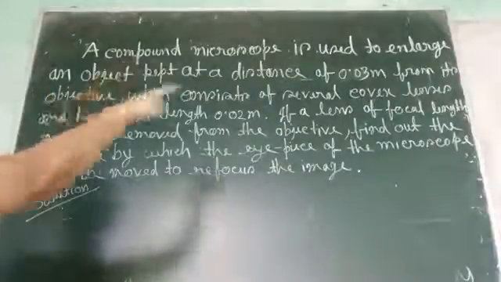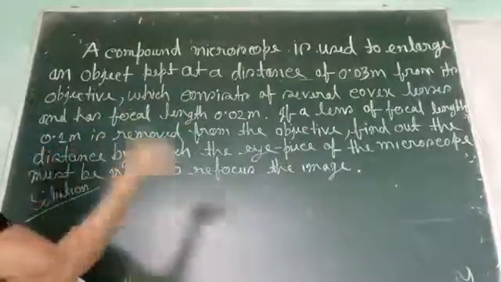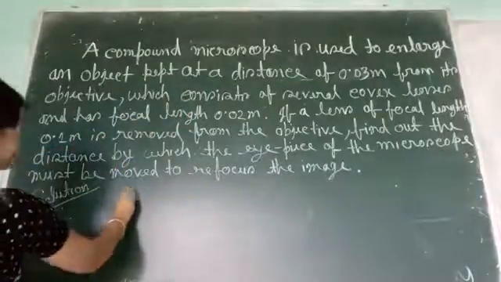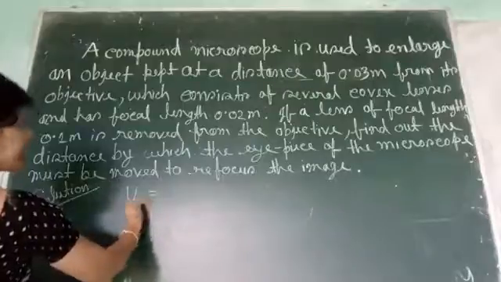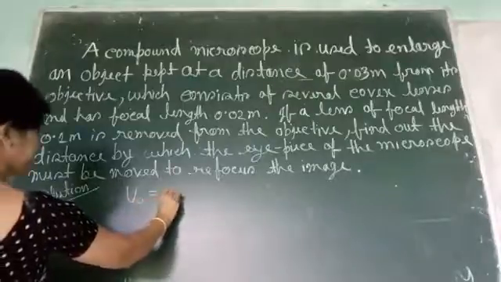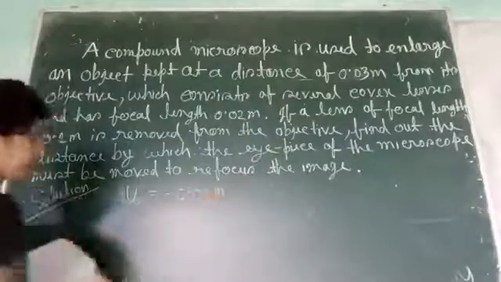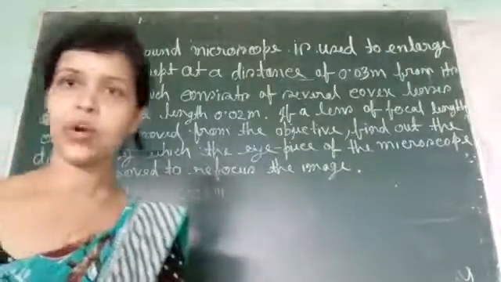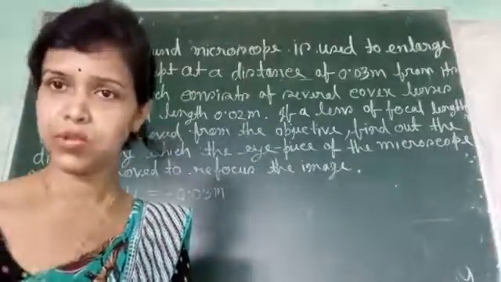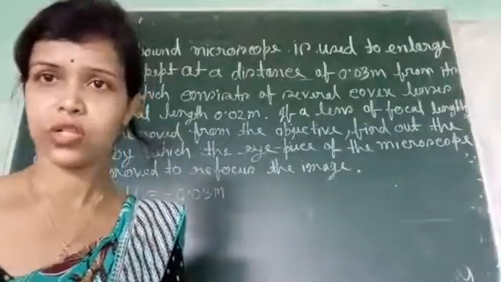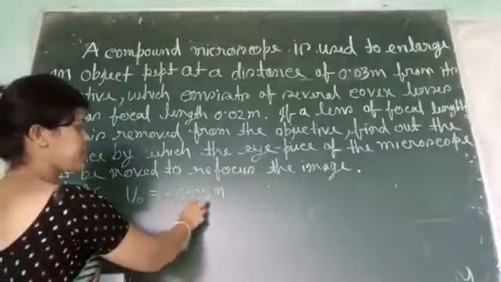First data which is given: a compound microscope is used to enlarge an object kept at a distance of 0.03 meter. Here the object distance u0 is given as minus 0.03 meter. Always we take the object distance as negative by using the sign convention. Hence here u0 is equal to minus 0.03 meter.